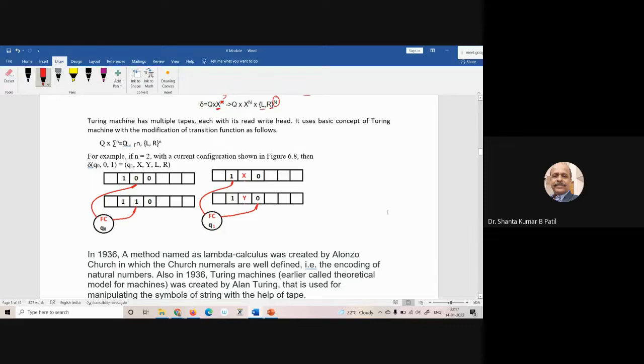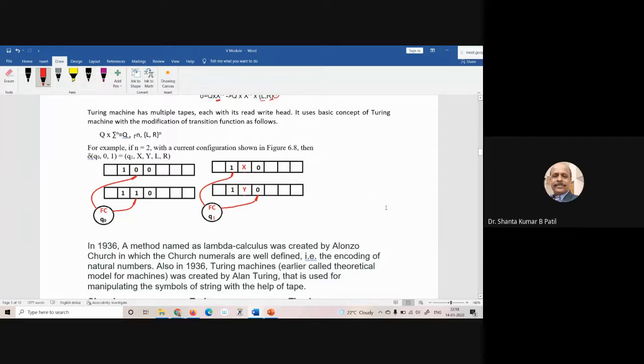This is how the multiple-tape Turing machine works. The only thing is that multiple tapes are there. The finite controller is only single. So it is Q naught only, for the input side as well as the output side. Q naught state is changing to Q1. That's what I have taken here. It is Q1.